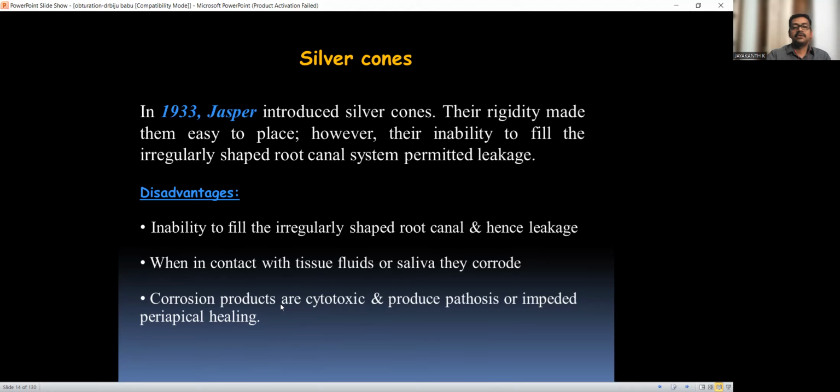So these silver cones tend to corrode within the root canal space when they come in contact with tissue fluids or saliva. Corrosion products are cytotoxic and produce pathosis or impeded periapical healing. So these were the main drawbacks of silver cones.